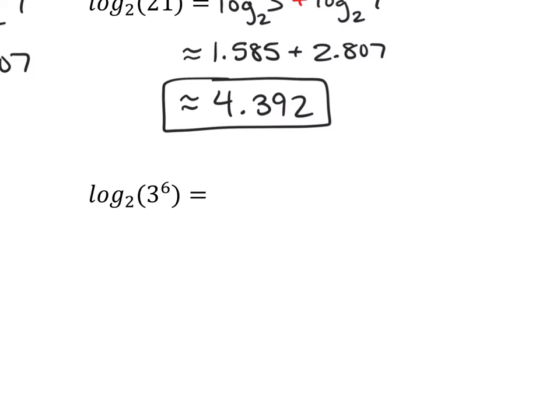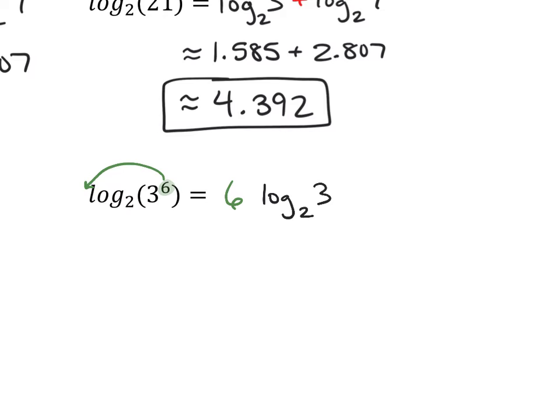Okay, if we were doing this one, what property did you use to be able to deal with that number 6 up there, the little floaty 6? Yeah, it goes to the front. It's called the power property. So we would actually rewrite this as 6 times the log base 2 of 3.